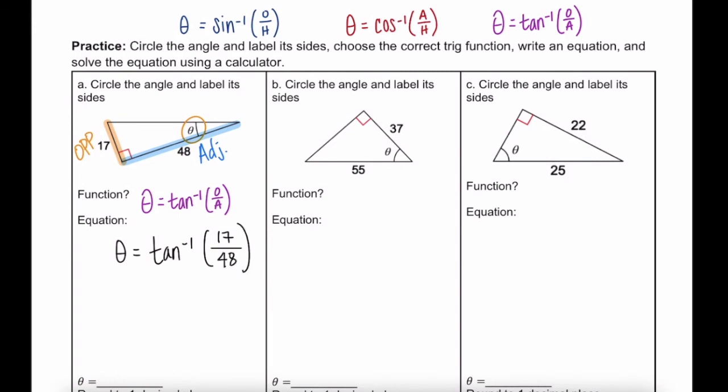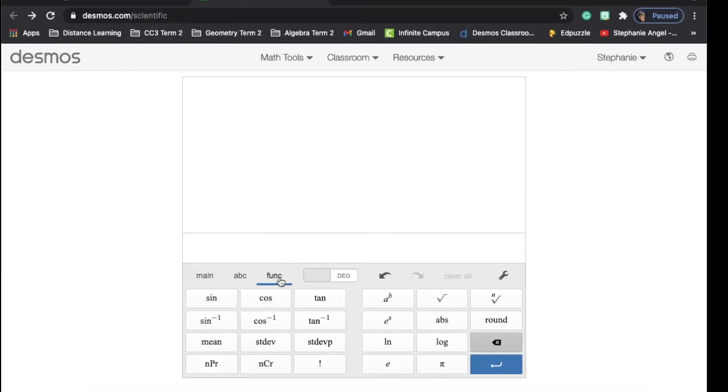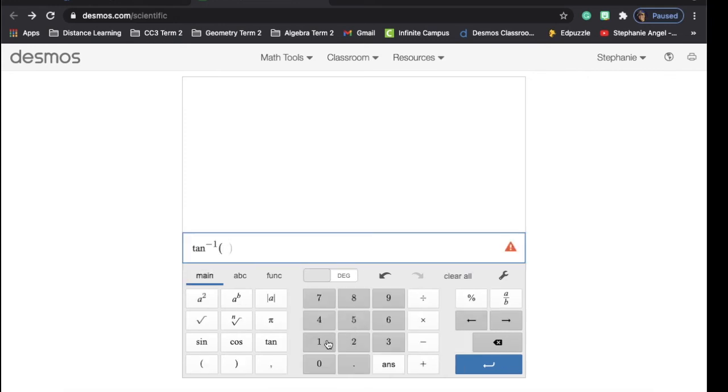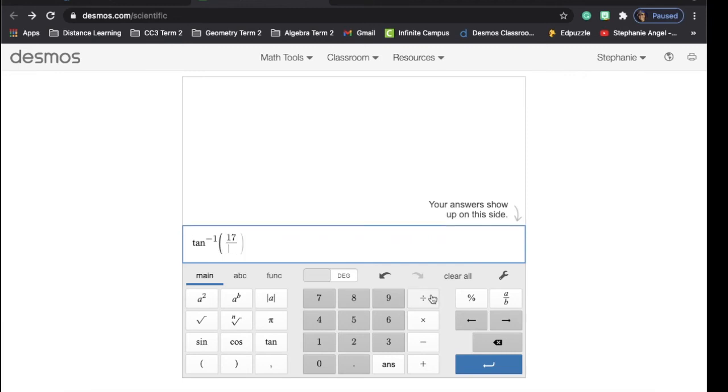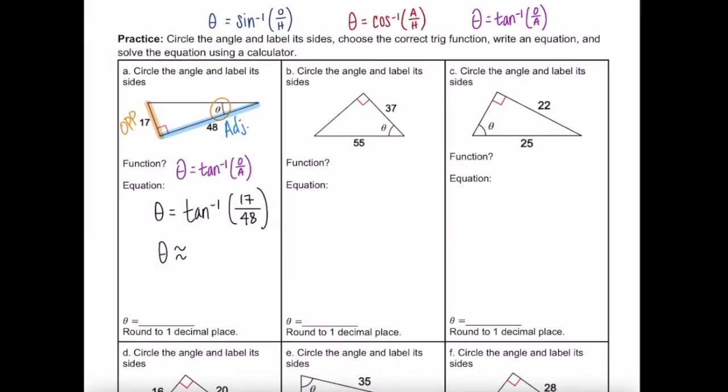And we can take that right here and plug it straight into a scientific calculator. So in our graphing calculator, we're going to find the functions button, and there is our inverse tangent. So we're taking inverse tangent of 17 divided by 48, and our answer is 19.5024, and so on. So just round it out to one decimal place, that's 19.5. So theta is approximately 19.5 degrees.